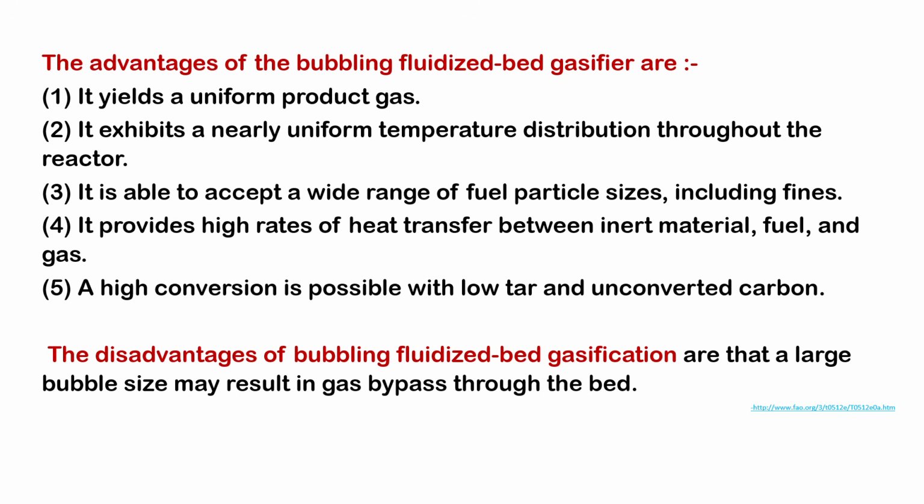The advantages of this type of gasifier are that it yields a uniform product gas. It exhibits a nearly uniform temperature distribution throughout the reactor. It is able to accept a wide range of fuel particle sizes including fines. A high conversion is possible with low tar and unconverted carbon. The disadvantage of bubbling fluidized bed gasification is that a large bubble size may result in gas bypass through the bed.